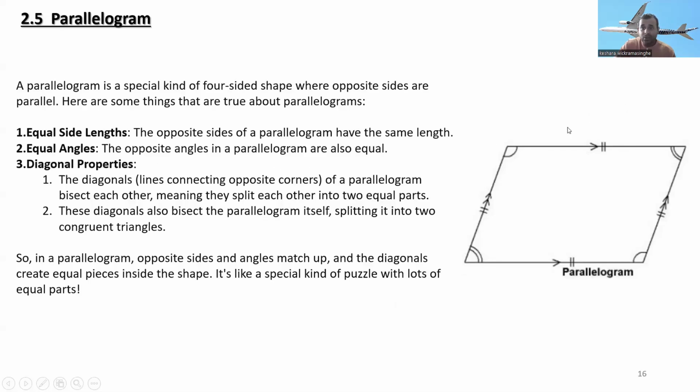So the equal angles, you can see this angle equal to this angle. And the diagonal properties. Okay, the diagonal lines connecting opposite corners of a parallelogram bisect each other, meaning they split each other into 2 equal parts. You can see here like this. And the diagonals also bisect the parallelogram itself, splitting it into 2 congruent triangles. Okay, when you divide this one like this, you can have 2 congruent triangles. So in a parallelogram, opposite sides and angles match up, and the diagonals create equal pieces inside the shape. It's like a special kind of puzzle with lots of equal parts, right?